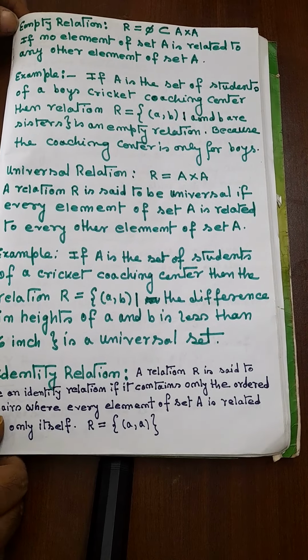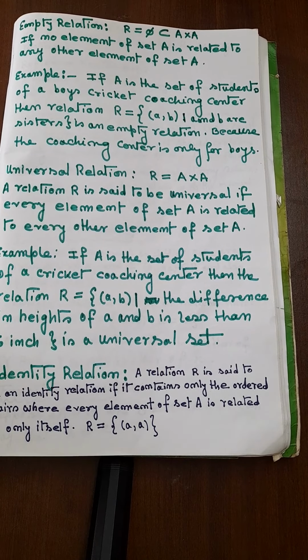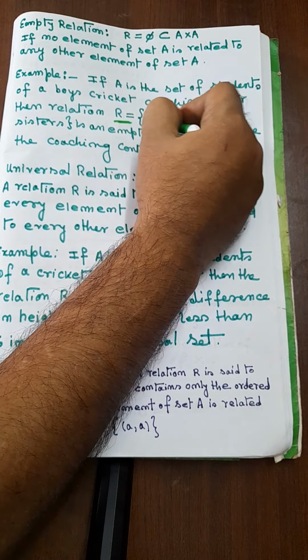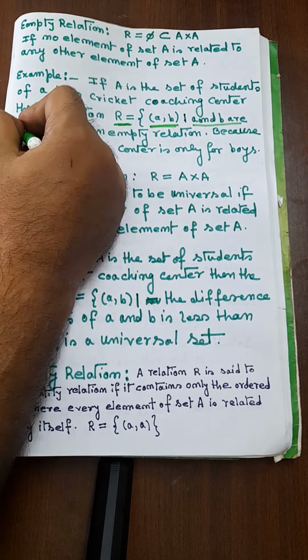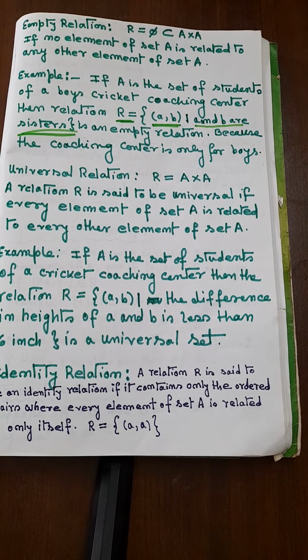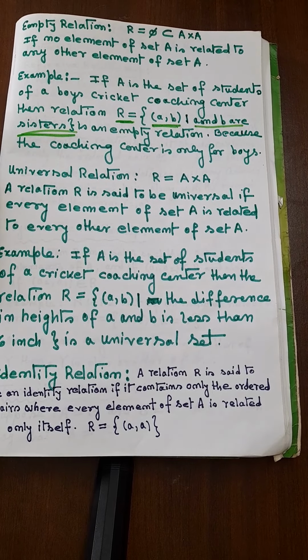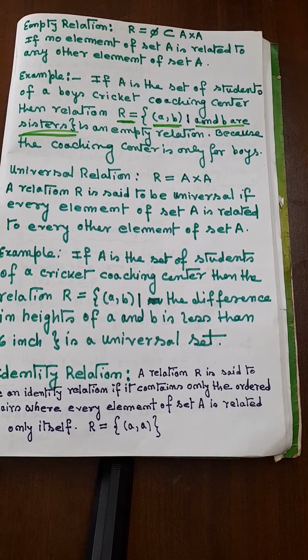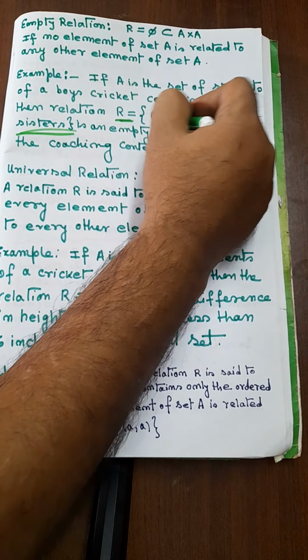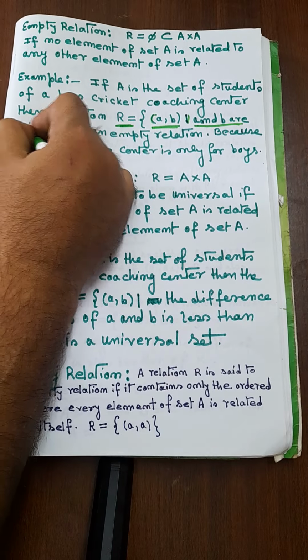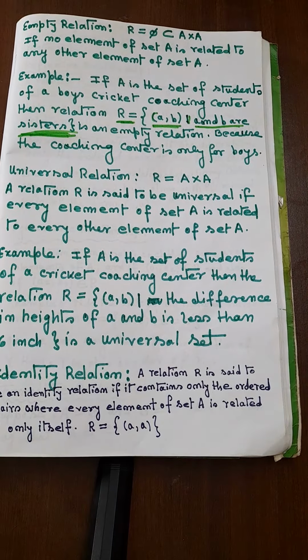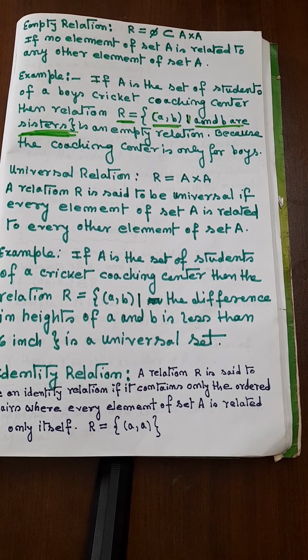What is an empty relation? If no element of set A is related to any element of set B. For example, if you consider a group of students in a cricket coaching center, then if we have a relation R of A, B such that A and B are sisters, that will be an empty relation, because the coaching center is only for boys, okay? It is not for girls. So if we have a relation such that A and B are sisters, then such a relation never exists in a coaching center of boys, okay? So that is called an empty relation, okay?